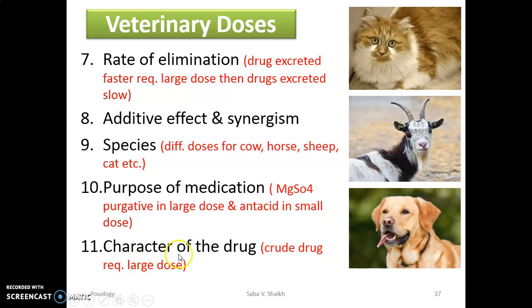Last is character of the drug. What do you mean by character? Character means whether the drug is in a coarse form, crude form, or a fine powder, or in a liquid form. We can say the crude drug requires a large dose. Means if we are going to give a crude form of a drug like leaves, powder or granules of a typical crude drug from a plant source, you have to give a large amount of dose to produce a good therapeutic action.